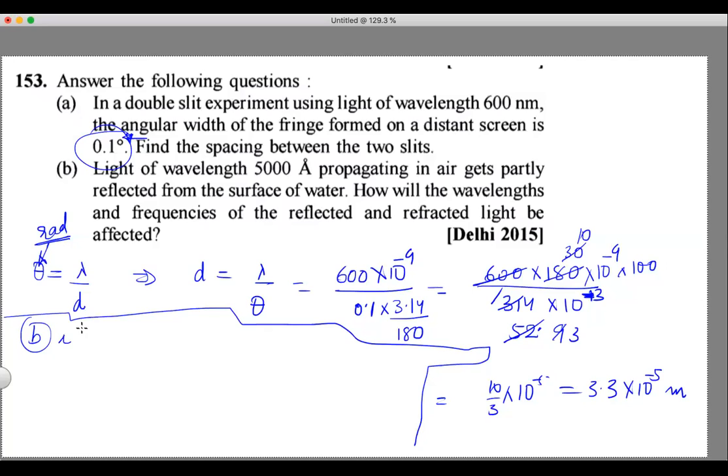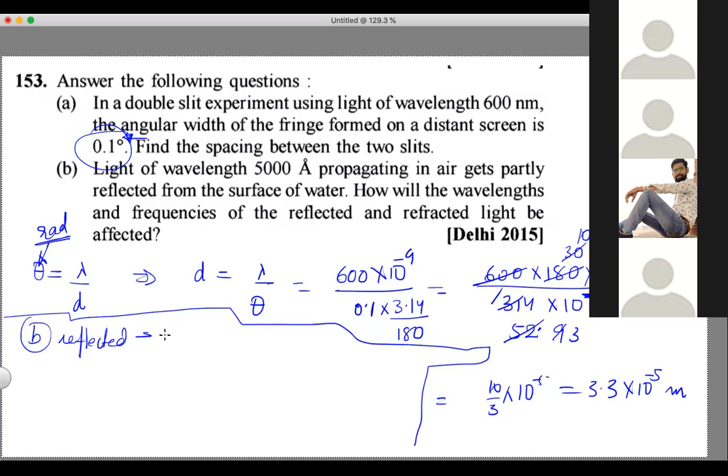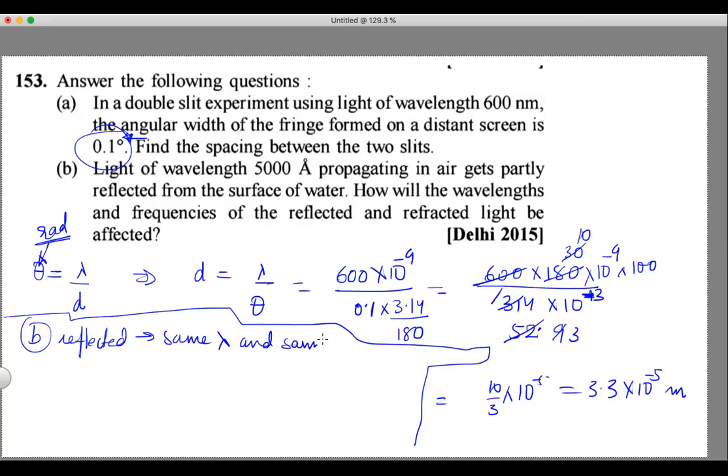See, in the reflected light, it is the same wavelength and the same frequency. Understood? Same wavelength and same frequency, no change in the reflected light, the medium is also the same, everything is the same. But what will happen in the refracted light? Same frequency.